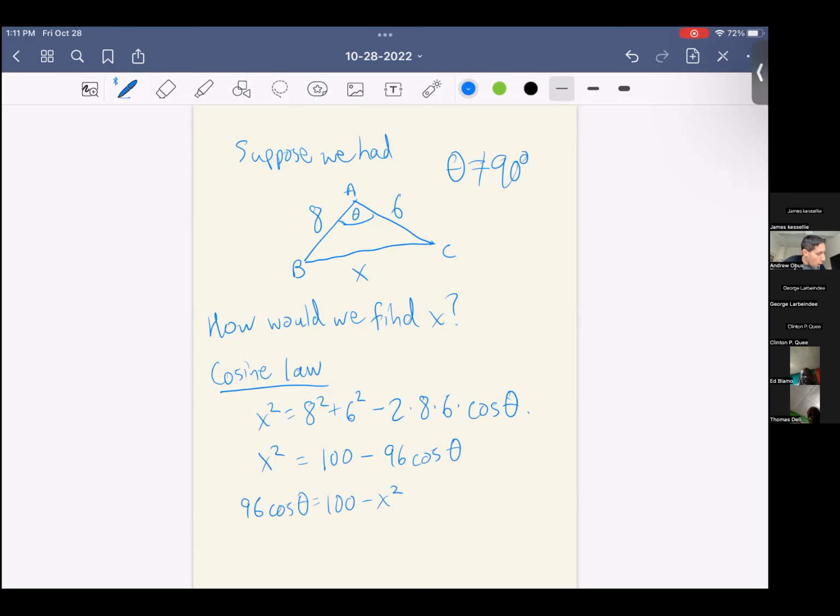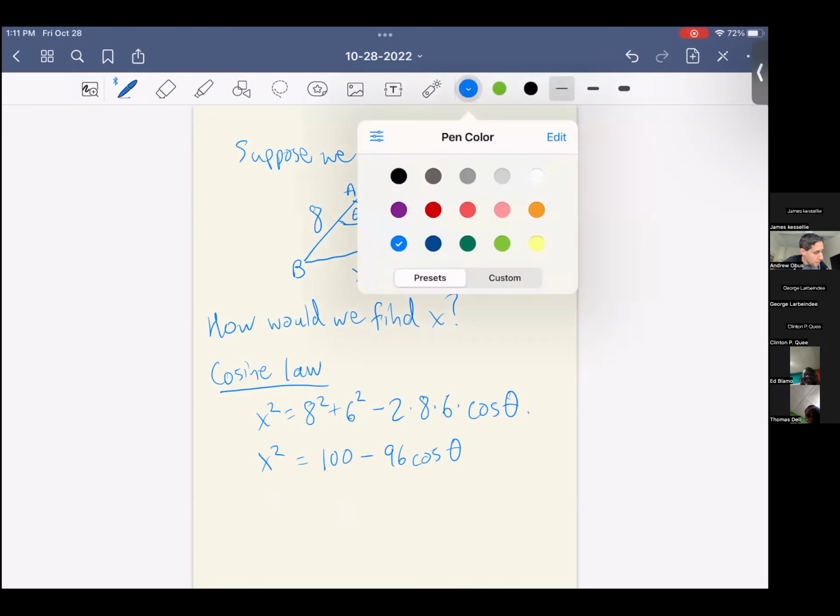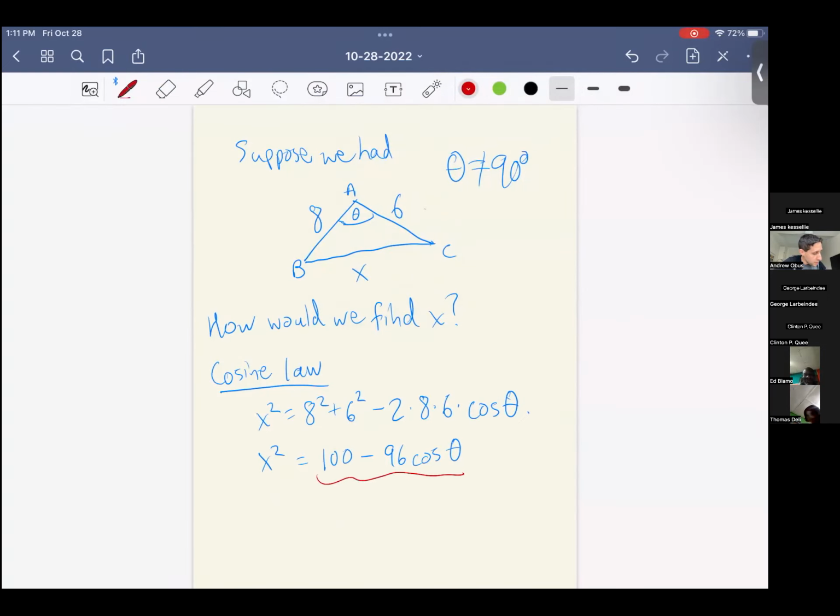Well, oh, no, never mind. There's no reason to do that. Okay, so this is it. And then you just have to use a calculator. You just have to solve this, use a calculator.